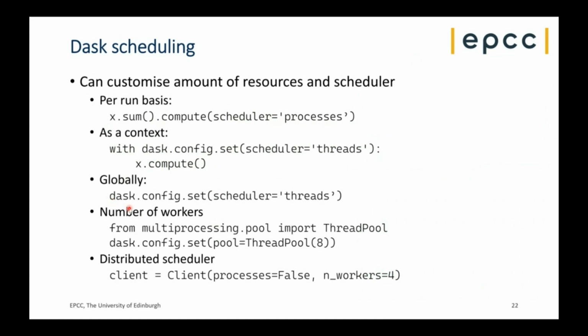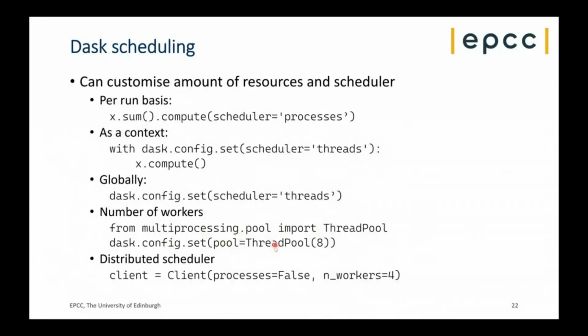Or you can set it globally, as we've seen before, for the whole program, configure my scheduler like this. And again, it depends what you're doing, but most of the time, if you're just doing single node stuff, you might be fine just having the default scheduler as threads. You can also programmatically inside your Python script set how many workers you want.